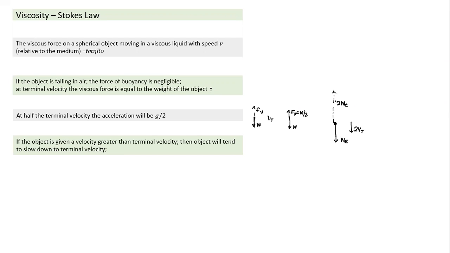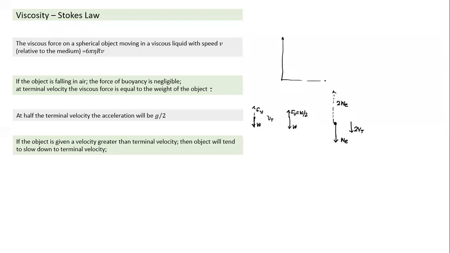If this is more, it will have net force acting in the upward direction, opposite to velocity. It will slow down. So if it is given a velocity greater than the terminal velocity, again it will slow down and finally will come to terminal velocity. So if I have to draw a graph here, I can quickly draw a graph.